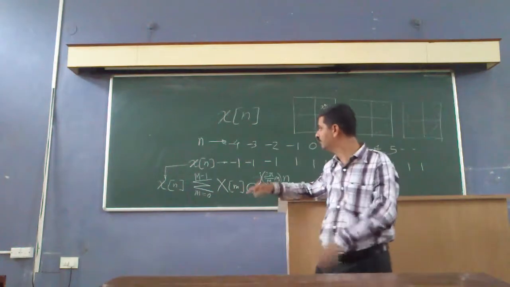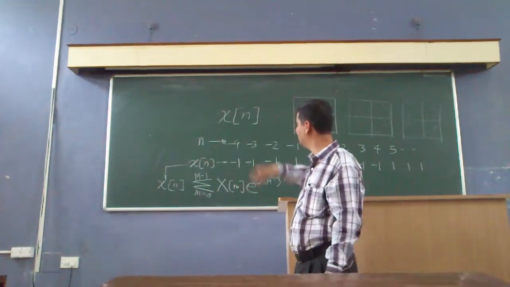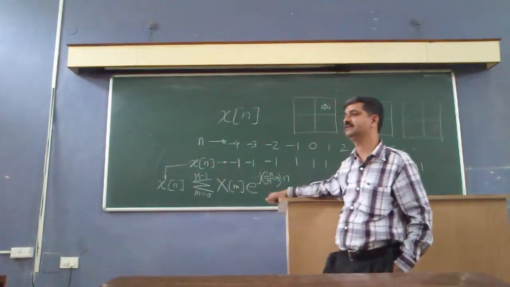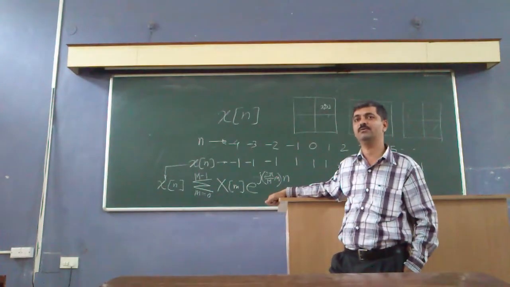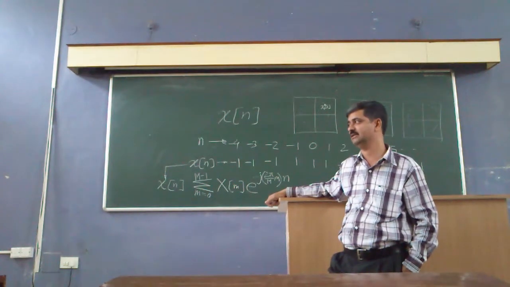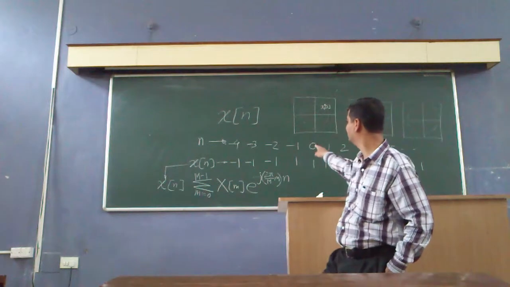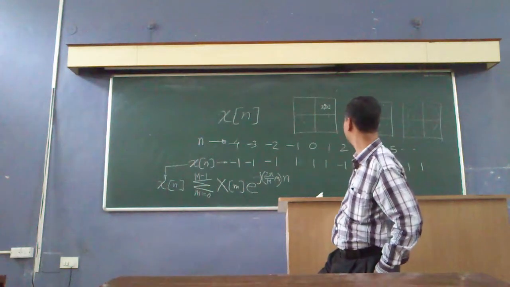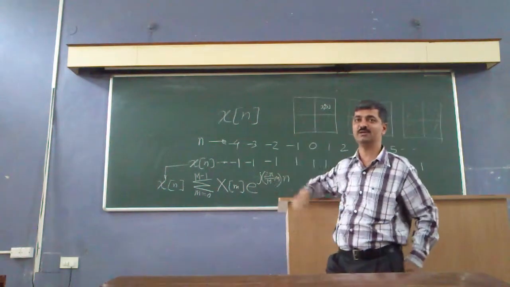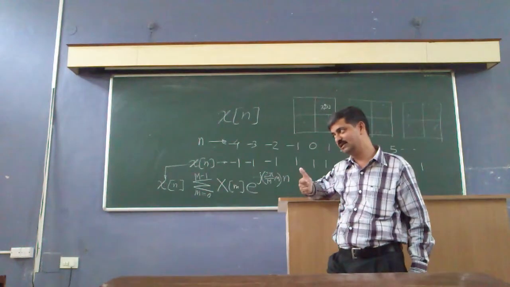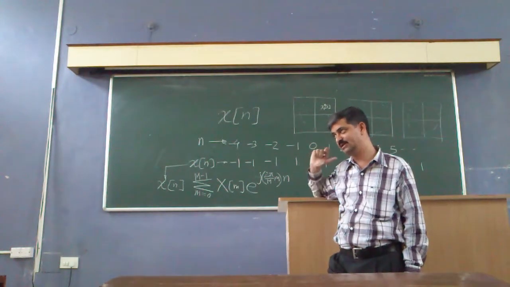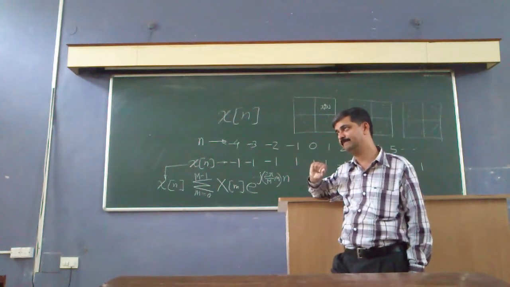Okay, so you first find the DTFT of this x[n]. How can you find it? How will you be able to find the DTFT of this x[n], which is 1, 1, 1, minus 1, minus 1, minus 1, 1, 1, 1, in this way? Can you write this in a proper formula?